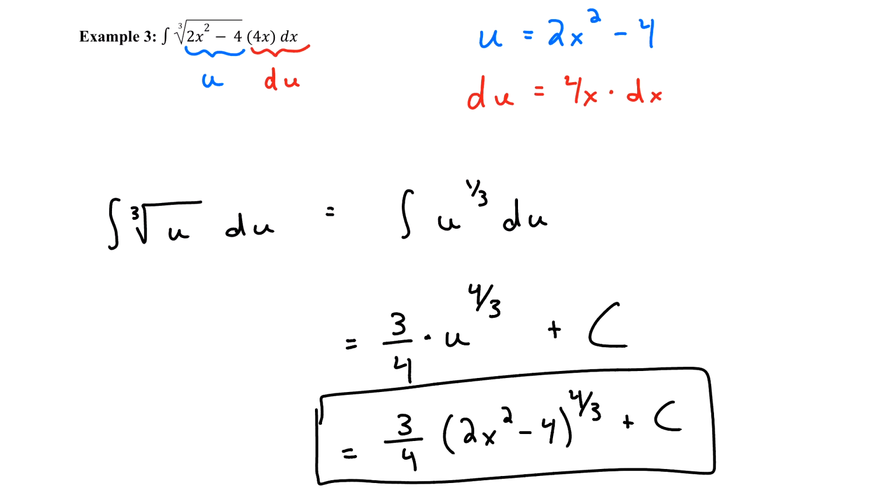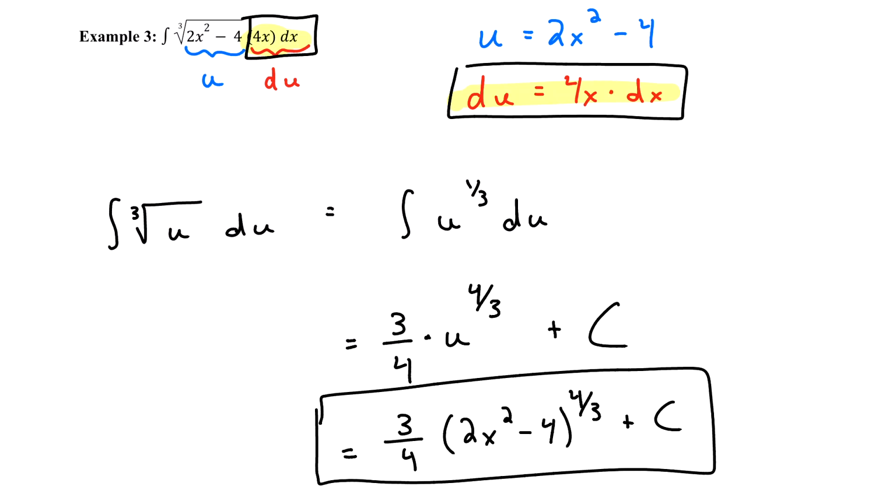Now, in the last two examples, and all of the examples that we've looked at so far, the du that we found has matched up with exactly what else is left over in our integral. That will not always be the case. These two things will not always line up right. So in the next video, we're going to see how we deal with it. How can we compensate for the fact that those two don't always match up right? What can we do to still be able to solve those problems?